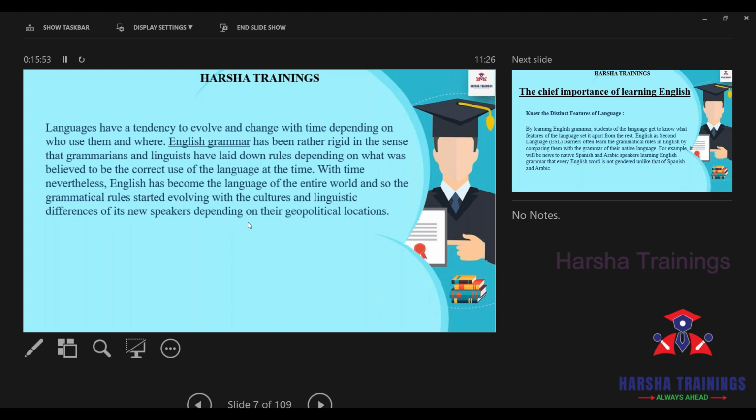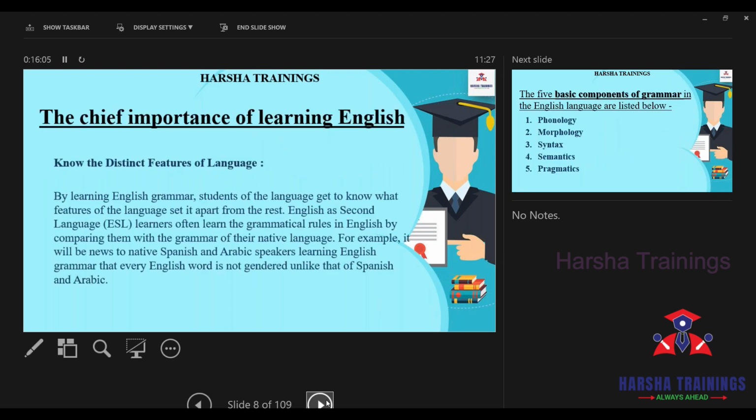This we have already discussed, right? So depending on the new speakers, the languages and the geographical locations, the rules keep on evolving based on cultures. Okay, so that was a very brief history of English grammar. I guess I didn't bore you, right? Now we know that English is very important, as I've already told you.